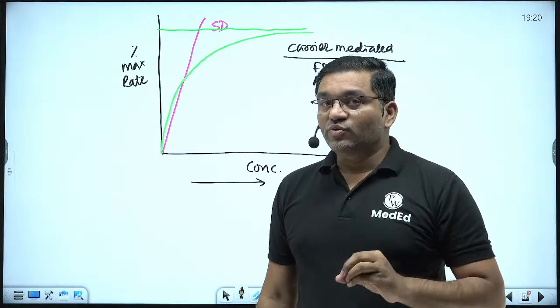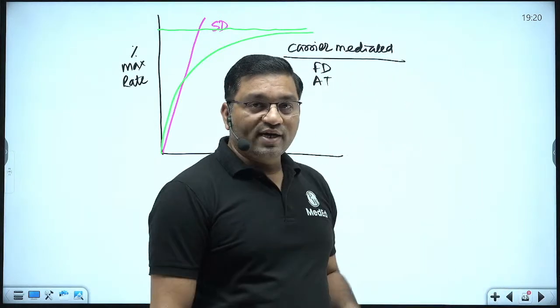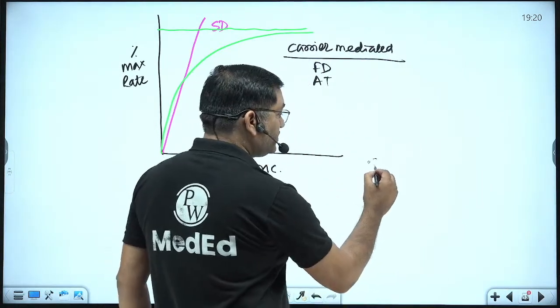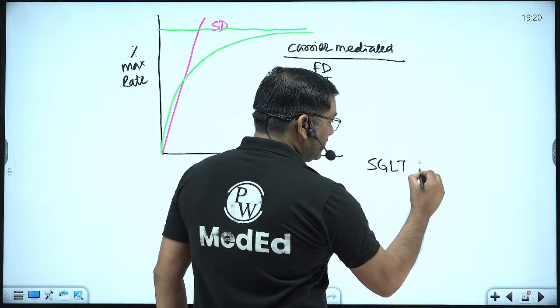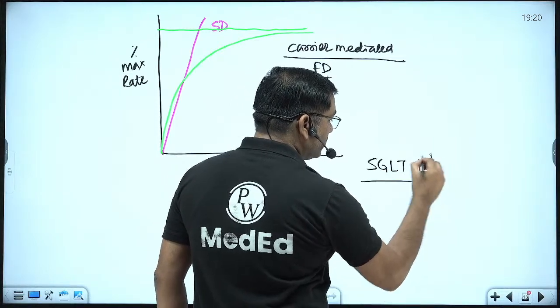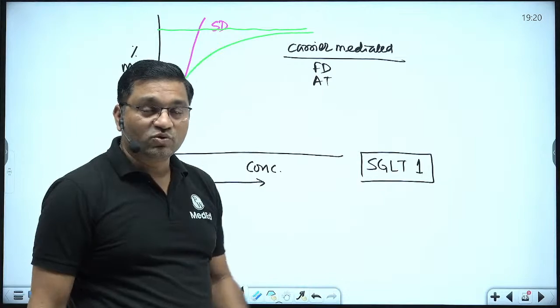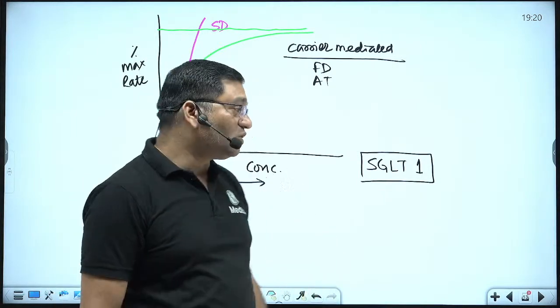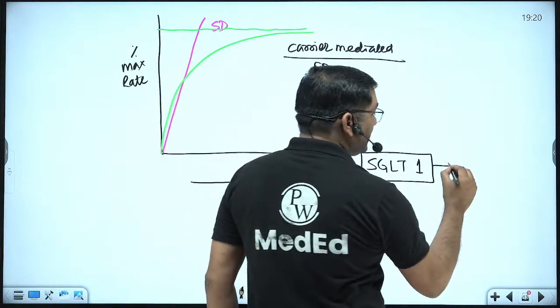In glucose absorption, which one is important for the absorption of glucose? That is SGLT1. These transporters are important. Sodium dependent glucose transporters are important in glucose transport and it is a type of secondary active transport.